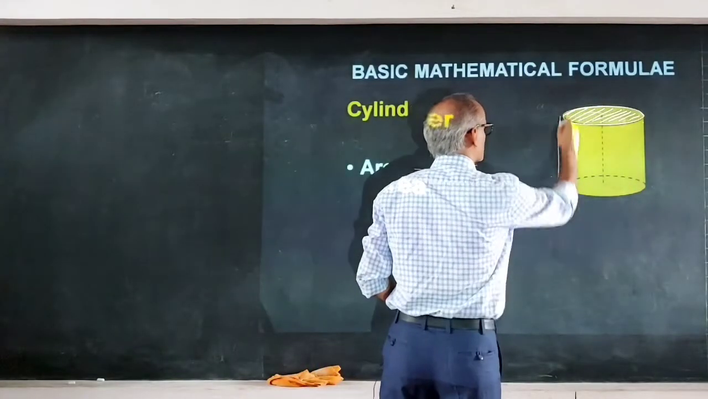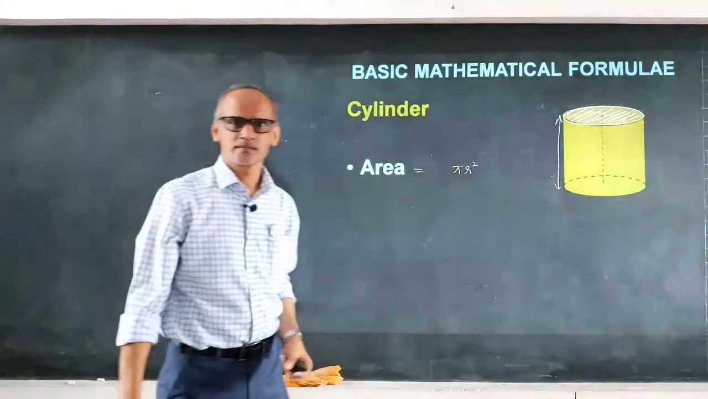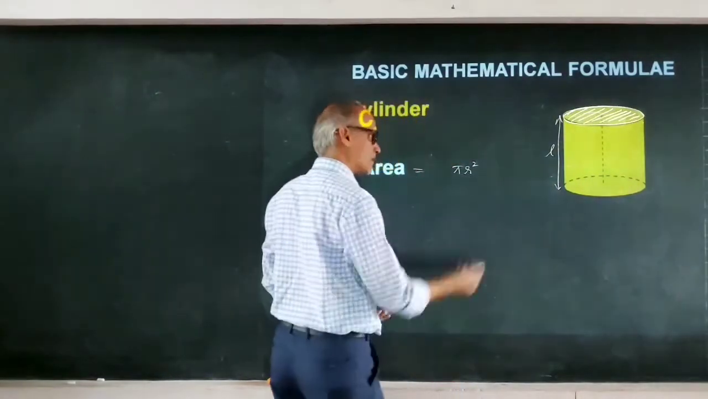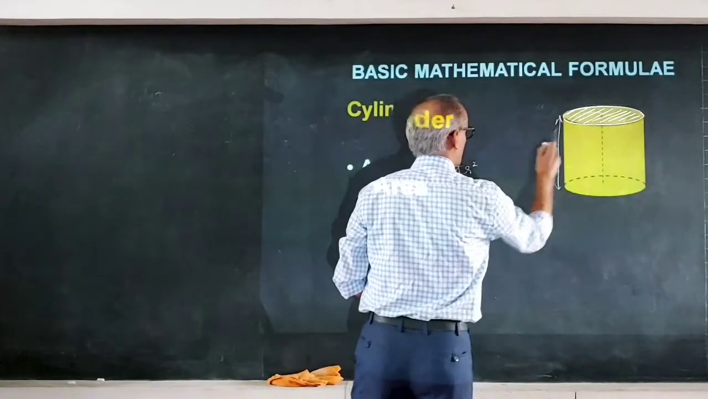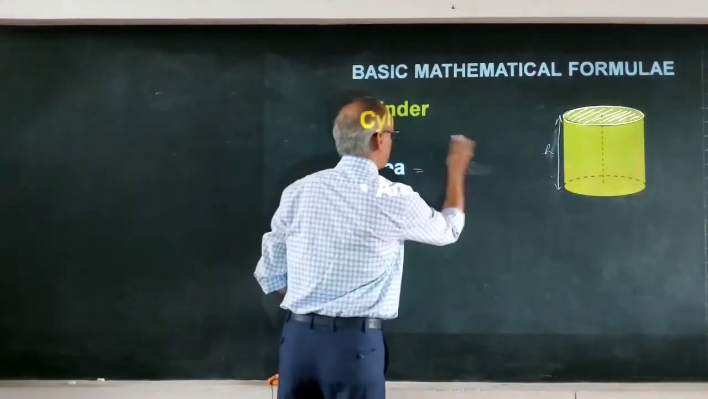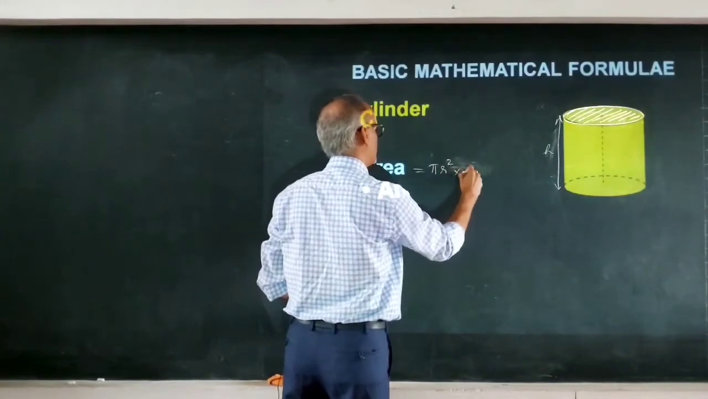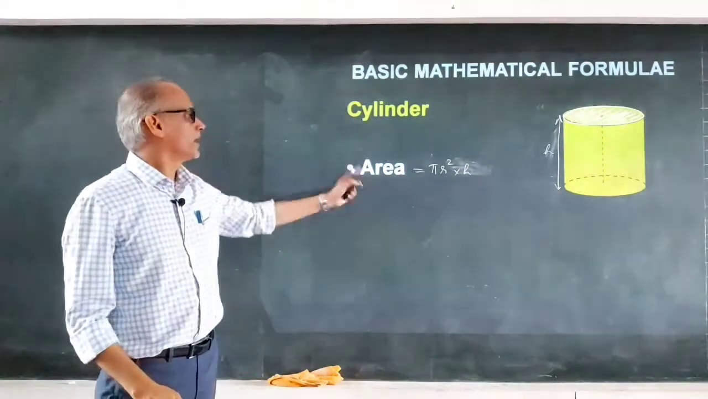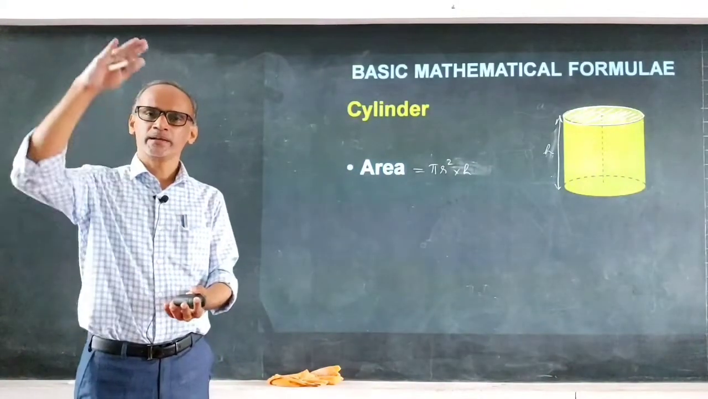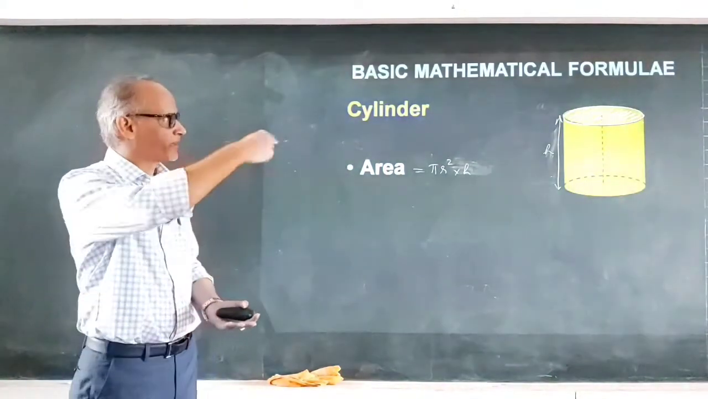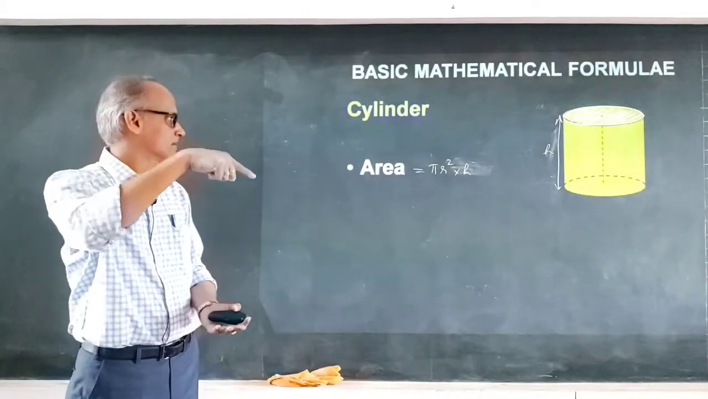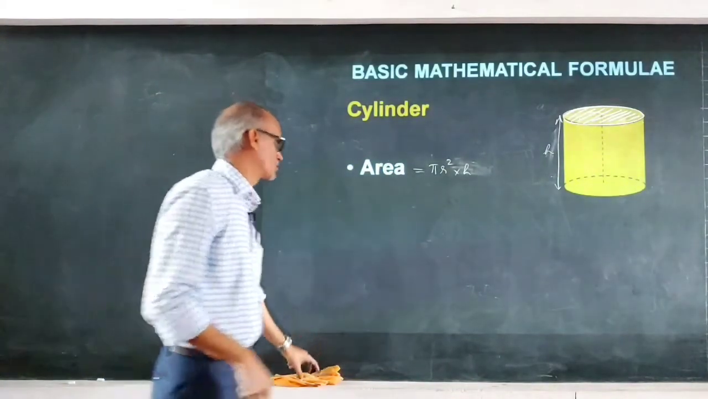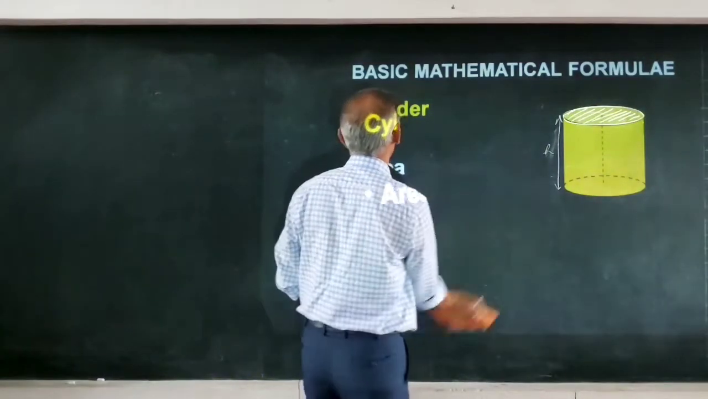There are many such circles stacked one above the other, having length L, or you can even write H. So it's pi r square into h that will give you the total volume of the cylinder, pi r square into h. Are you clear? So pi r square is the area, correct? Pi r square into h is the volume.